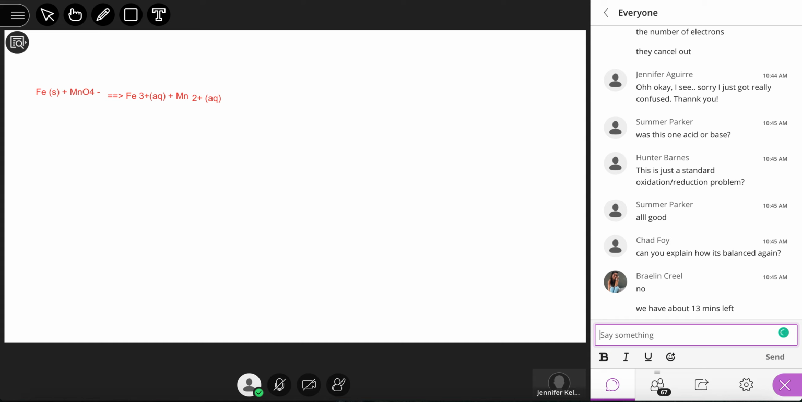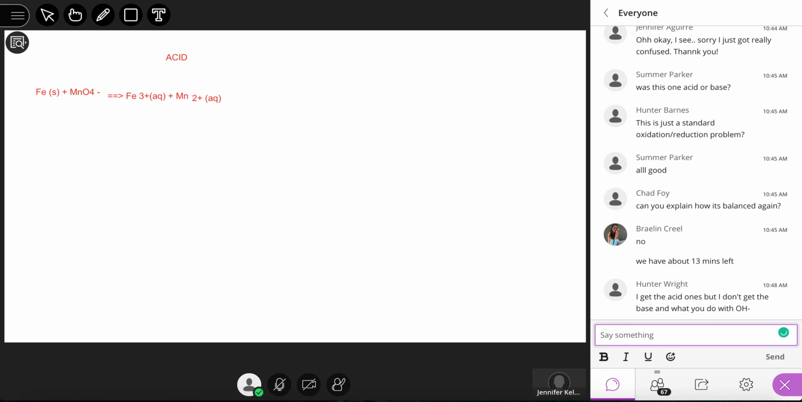All right. So this is the acid example. So I'm going to put acid at the top. They would have to tell you it's an acid. If I don't get to the OH- today, I will do the OH- on Friday because that's pretty much the last thing I've got on this.